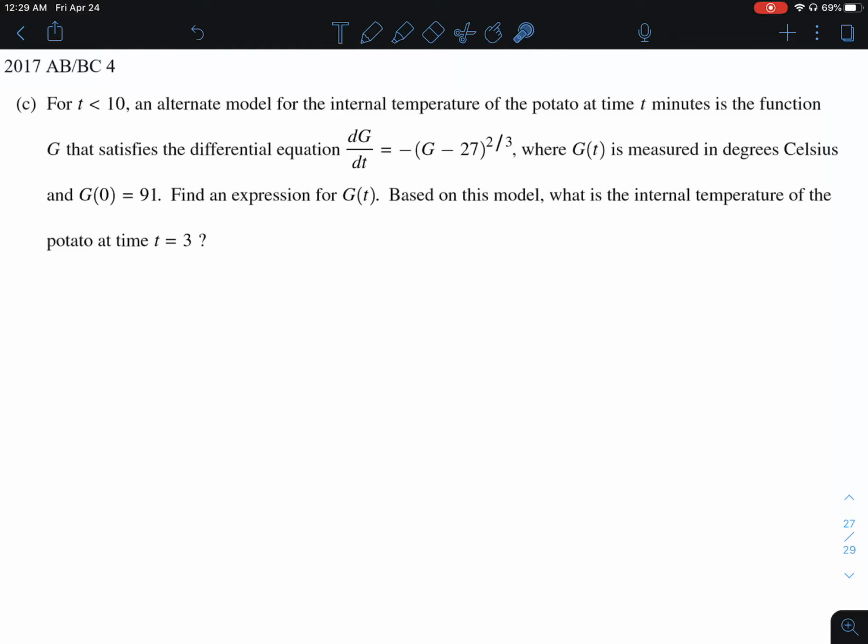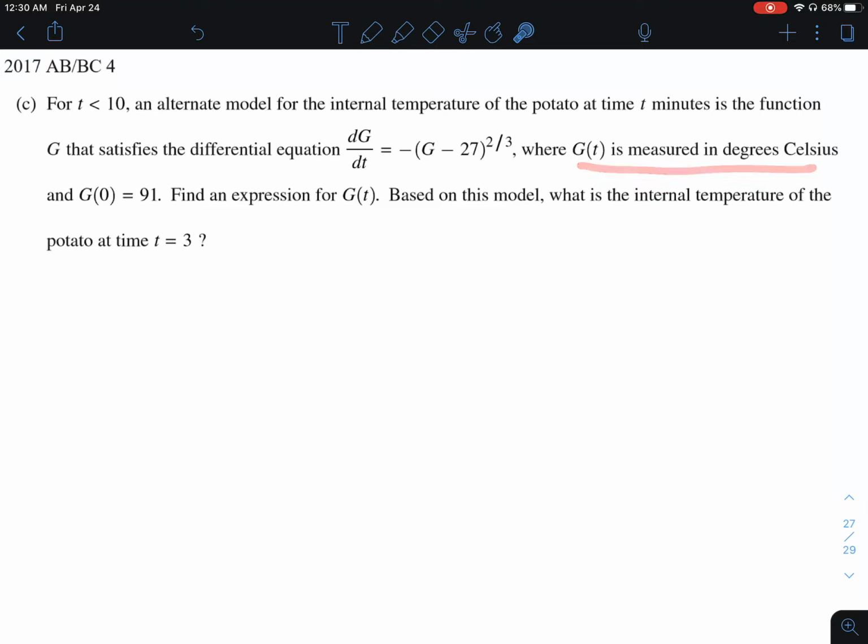This is part C of the 2017 AB free response question number 4. For t less than 10, an alternate model for the internal temperature of the potato at t minutes is given by the function G that satisfies the differential equation that we see here. Before we continue, this doesn't ring a bell to me as being something that we can just shortcut and figure out what G is automatically. It's going to require separation of variables for us.